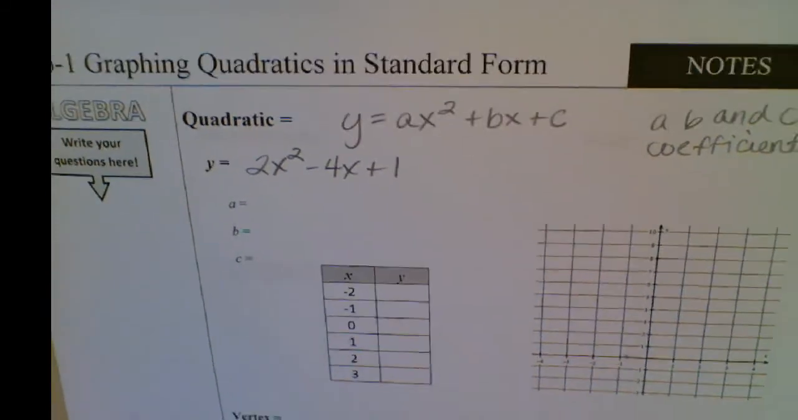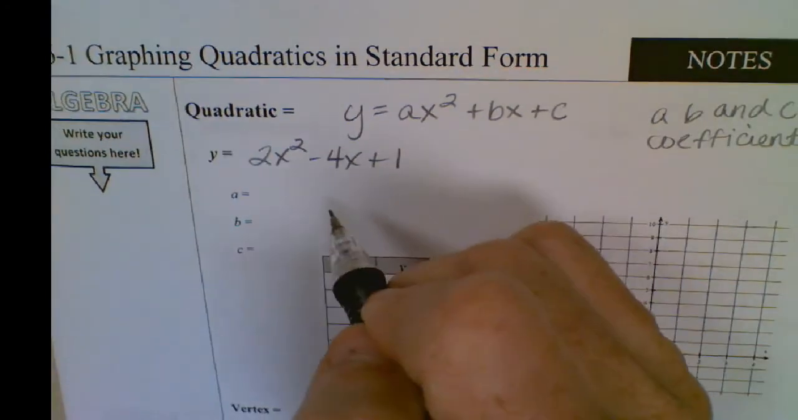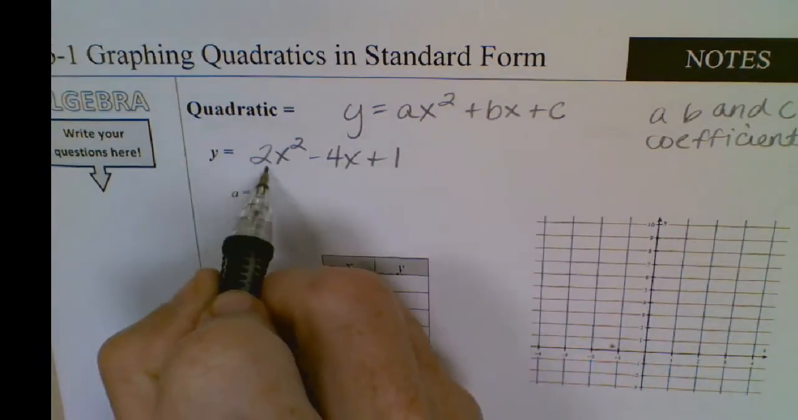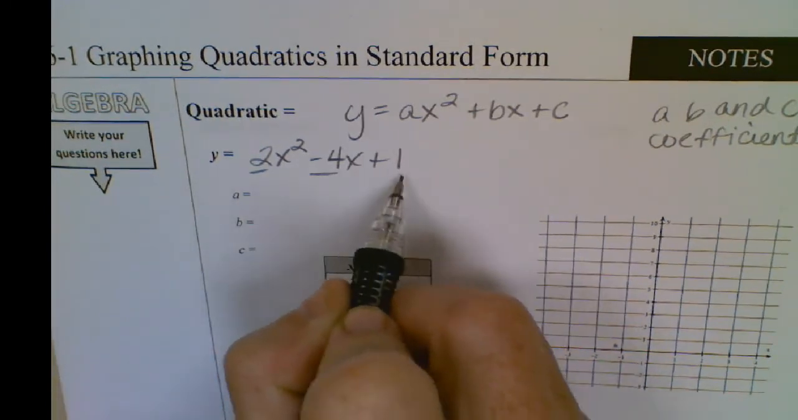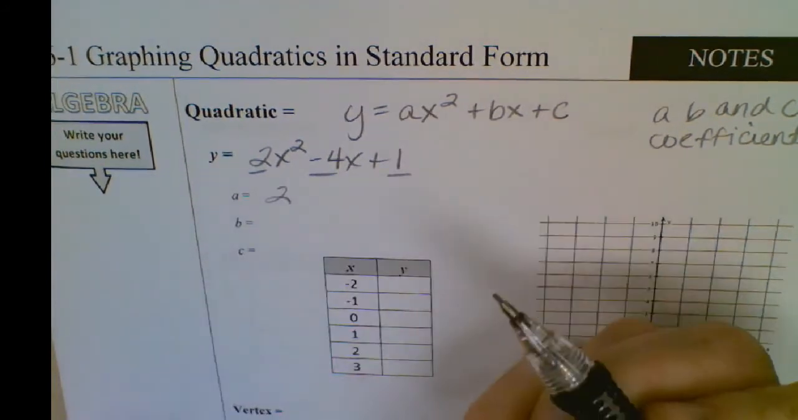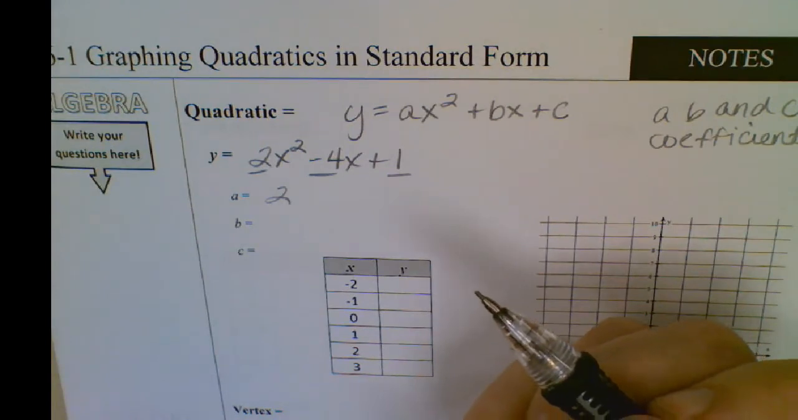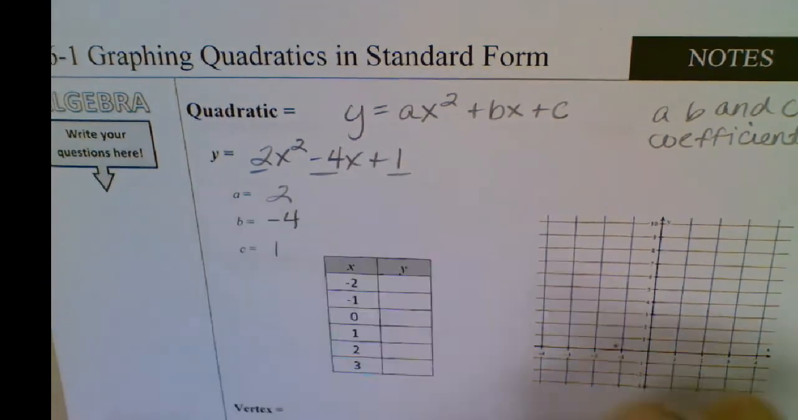So the easiest thing to do is kind of take each function that we have and kind of break it down into its parts. A little bit easier for us. So our a value is going to be the number in front of the x squared. Our b value is going to be that center value, and our c value is going to be that last value. So our a value is 2. Remember, they're only numbers. They do not have any letters attached to them. B would be -4, and c is 1.